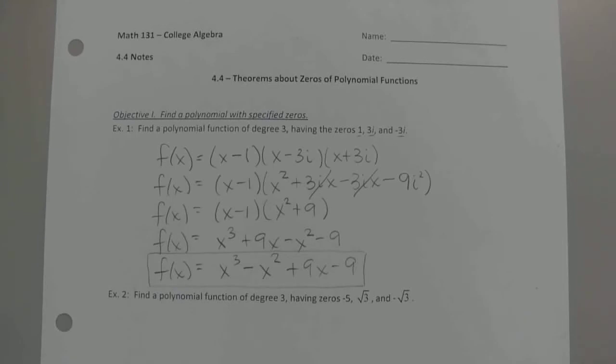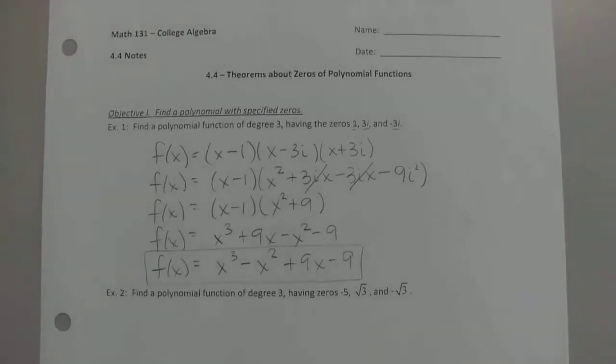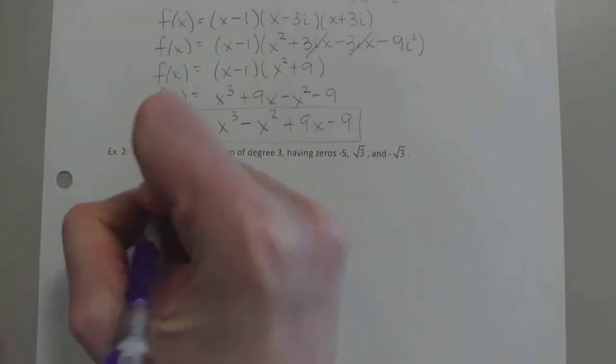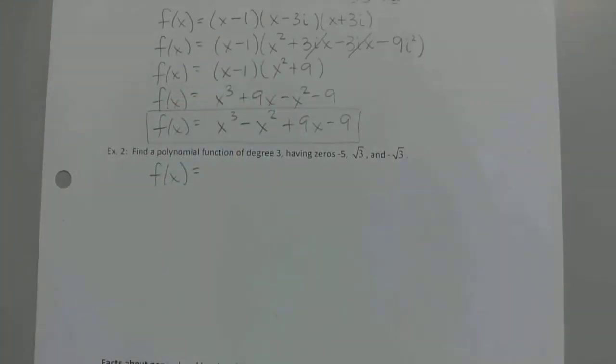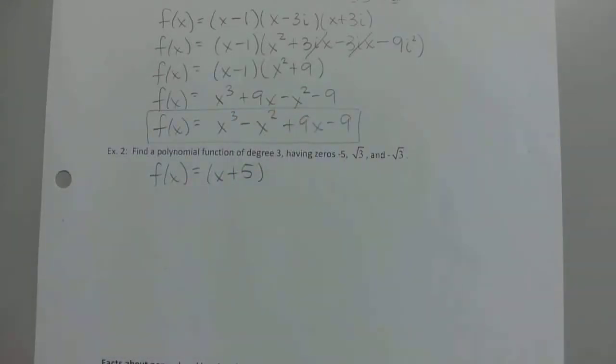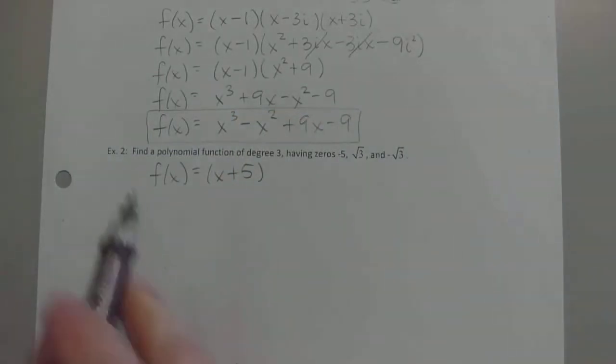All right, so the next thing we're going to do is the exact same thing, but this function is going to have zeros of negative 5, root 3, and negative root 3, all right? So let's think about how we build that guy. We'll have f of x equals, how do we have a 0 of negative 5? What does our factor have to be? Positive. Yep, so it'll be x plus 5.